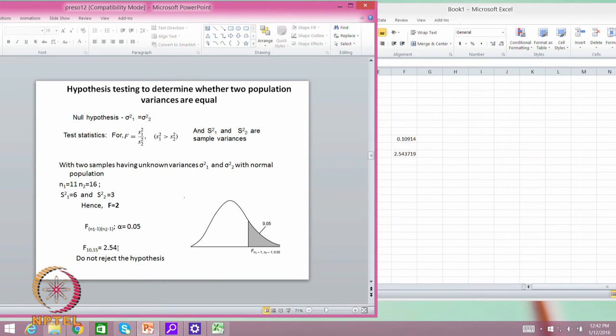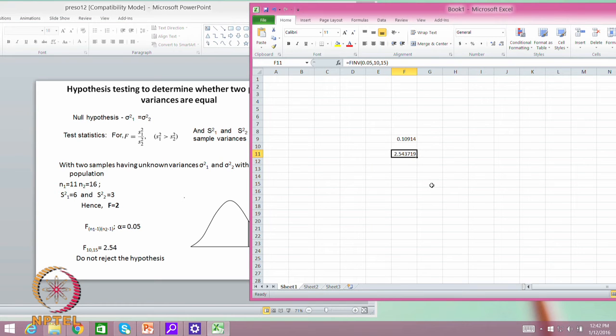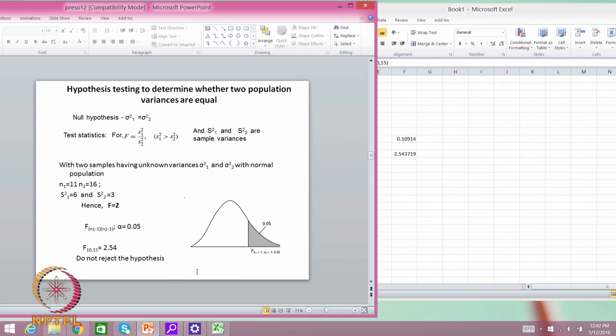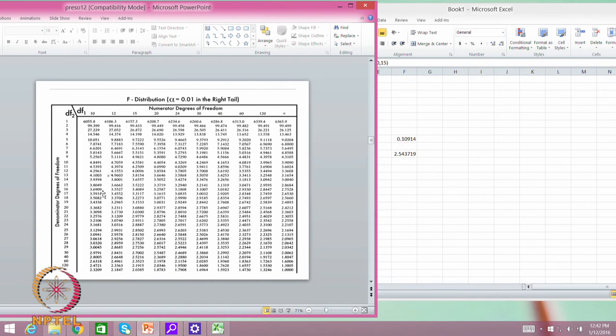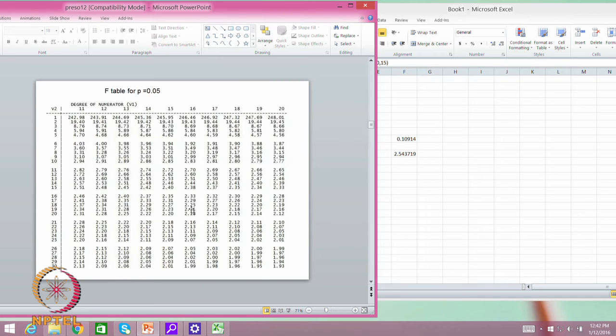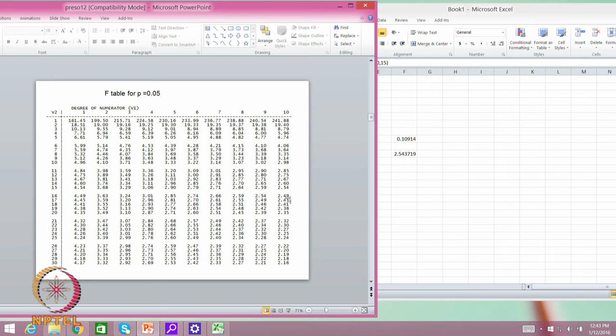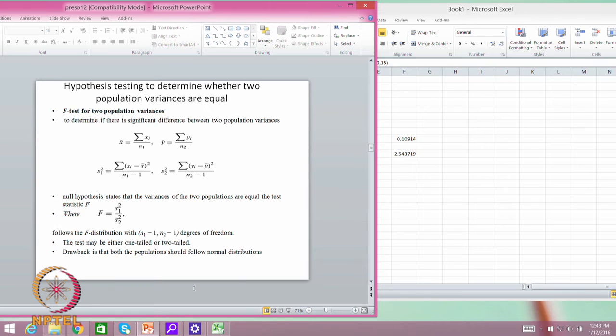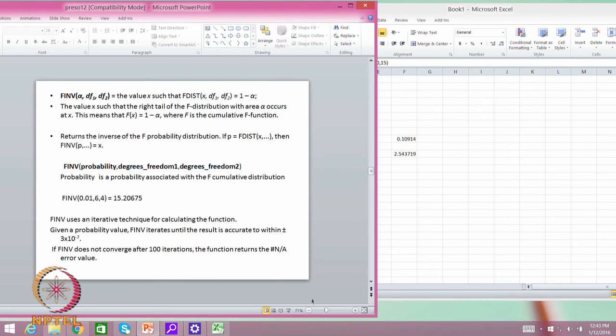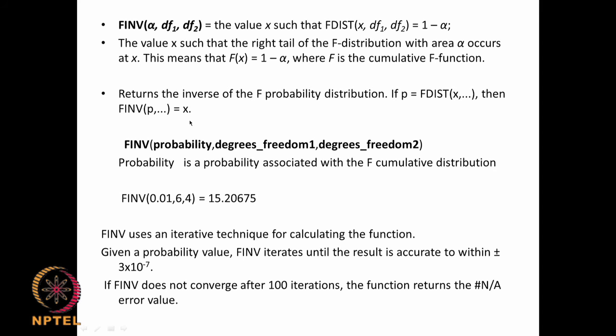See, it gives you this. So, for p equal to 95% or 0.05, whatever that table is giving, it will give you 2.54 for 10 and 15 degrees of freedom. So, I can use the FINV function to calculate the value, exactly the area, just like the table.